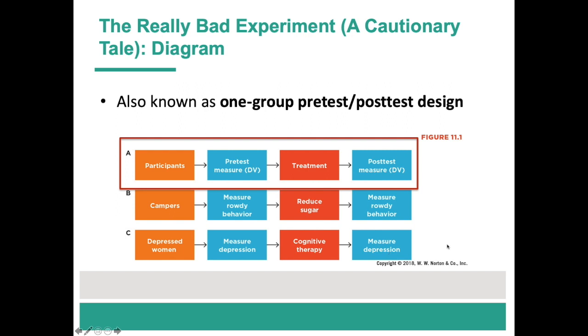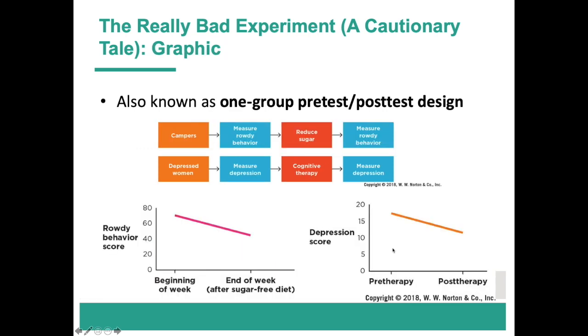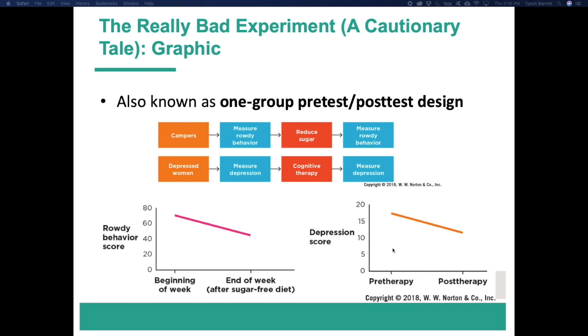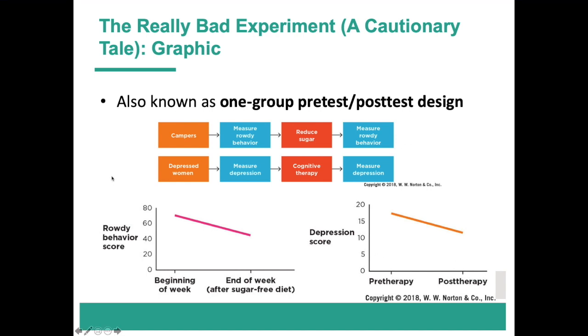You can see what they're trying to understand is if you reduce sugar, does it reduce rowdy behavior? Or if you give cognitive therapy, is it going to reduce depression? So let's say these are the results we got. So rowdy behavior did go down, and so did depression. So what does that mean? Does it mean that our treatment worked?